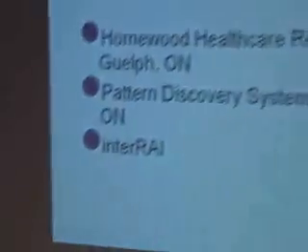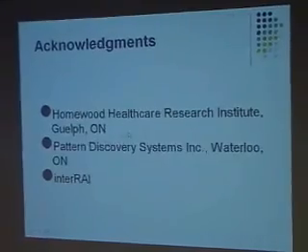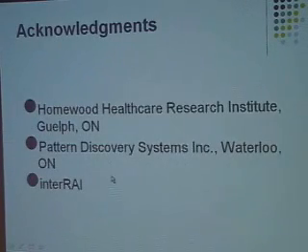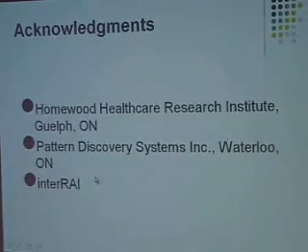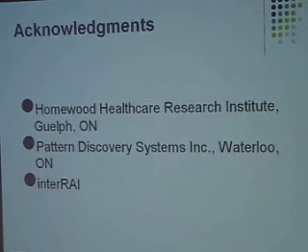The whole idea is based on providing better healthcare delivery, especially in mental health institutions. I did this study with many colleagues in Waterloo, and the 3 organizations associated with this data are Homewood Healthcare Research Institute, which is a mental health institution; Pattern Discovery Systems, which is doing knowledge discovery; and Interi, the organization that provided instruments, or standard forms, to collect data.